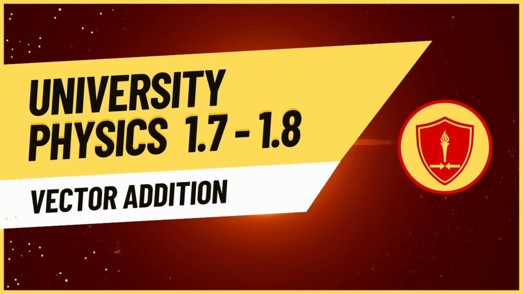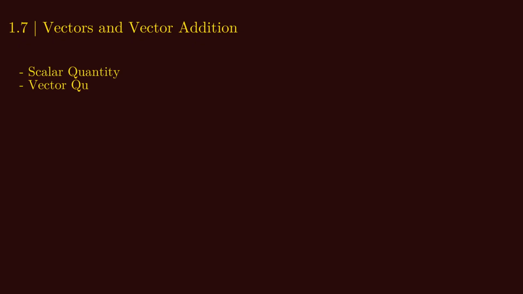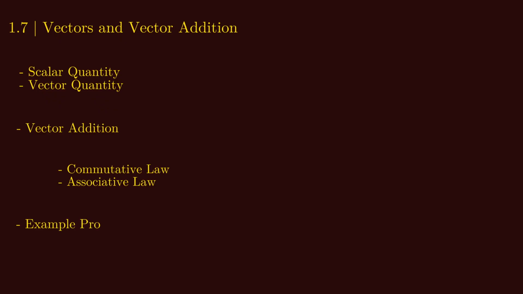Okay, so we've officially made it to the start of actual physics, and let's start by laying down the roadmap for sections 1.7 and 1.8. We're going to start off with section 1.7, which is all about vector addition and subtraction. We're first going to define two terms, scalar quantities and vector quantities. Then we'll talk about vector addition and subtraction, and cover the commutative law and the associative law for vectors. After that, we're going to work on an example problem and test our understanding of section 1.7.